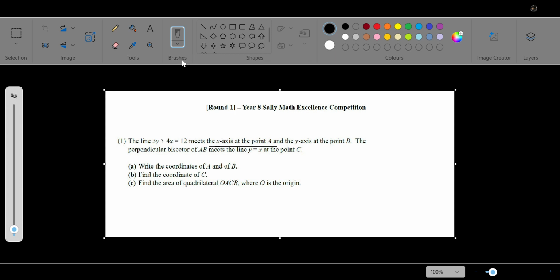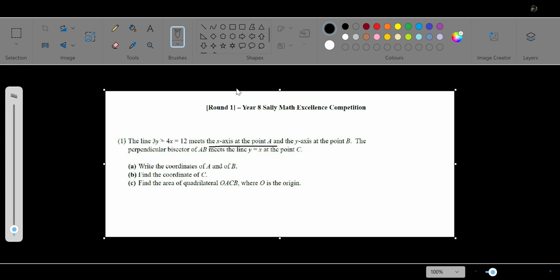So I'll be reviewing the Round 1 Year 8 Sally Math Excellence competition. Basically, the question is asking: the line 3y + 4x = 12 meets the x-axis at point A and the y-axis at point B. The perpendicular bisector of AB meets the line y = x at point C.